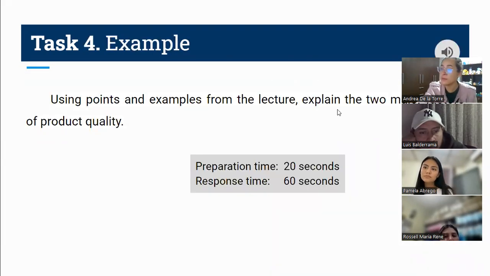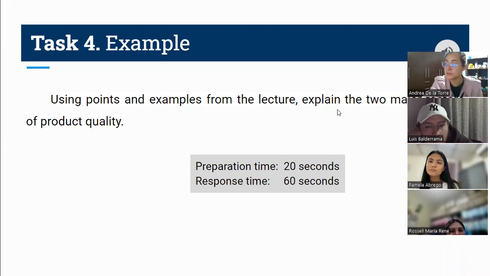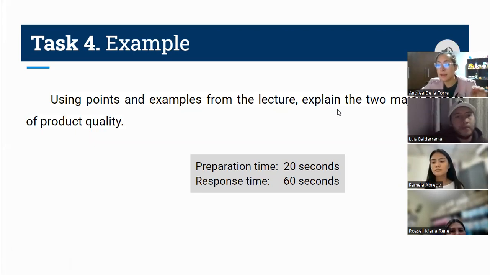It says, using points and examples from the lecture, explain the two major factors of product quality. What happens is you will always have the topic, a summary of the topic, or like a title in the question. So I want you all to use the question. Remember that when you're speaking, what you will see on your screen is the question and the timer. So you need to make good use of both of them.